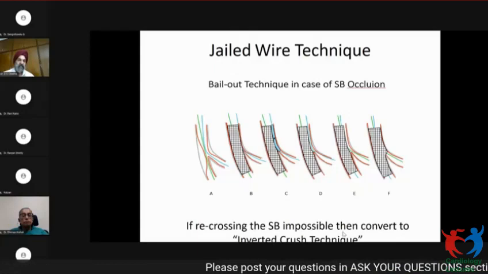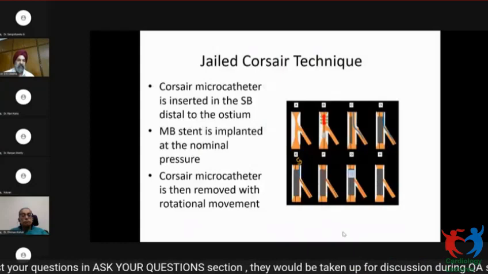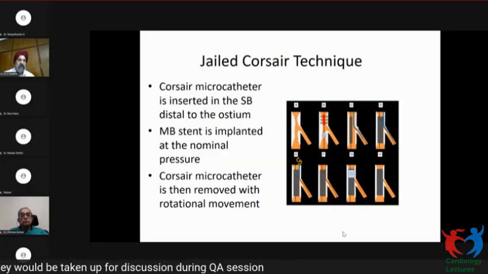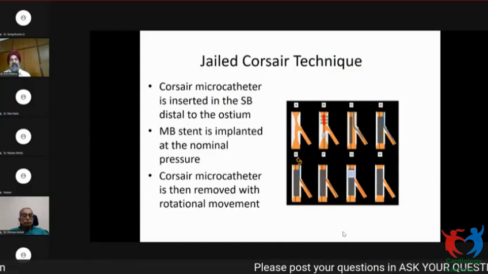There is also a new technique called the jailed corsair technique. Corsair is a microcatheter which can be put into the side branch. After implanting the main branch stent, the corsair catheter can then be removed. It basically facilitates re-entry and also prevents the occlusion of the side branch.